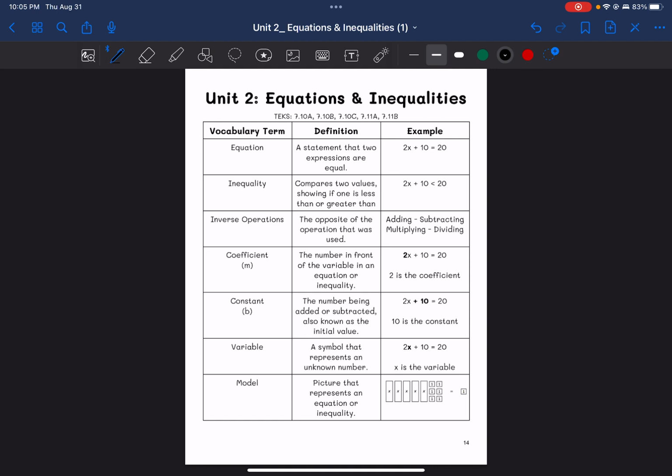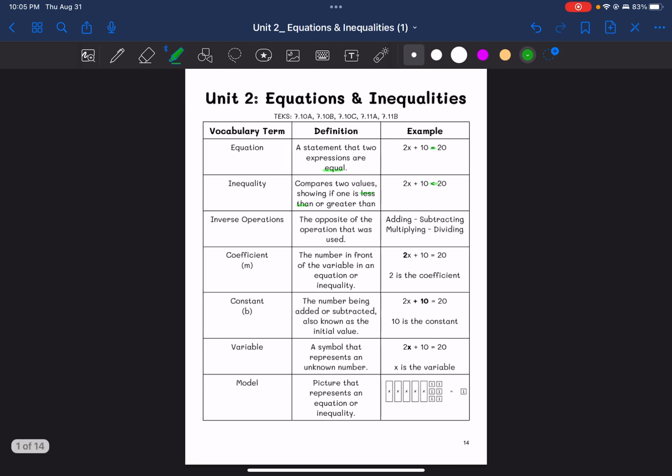The equation is a statement that two expressions are equal. It has equal here and it has an equal sign here. Inequality compares two values, shown if one is less than or greater than. We have a less than here, so 2x plus 10 is less than 20 is an inequality.